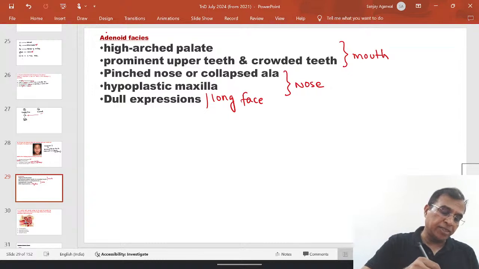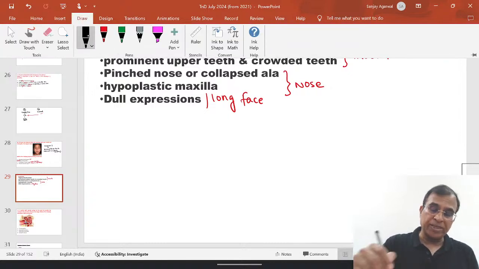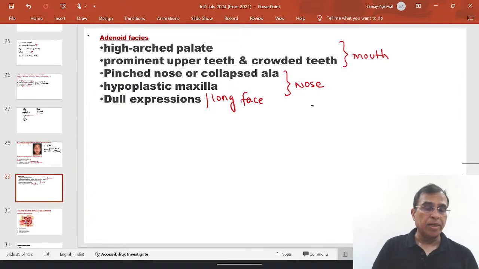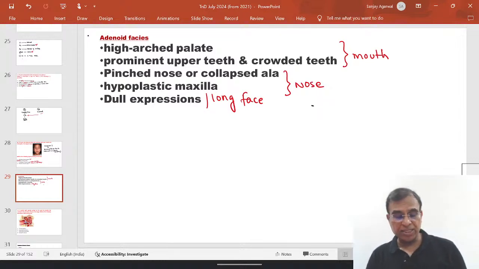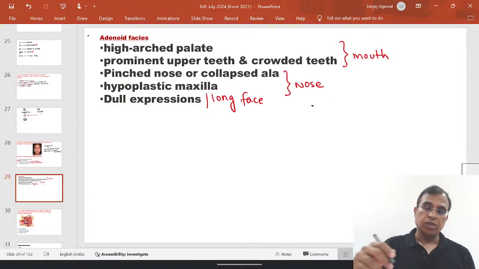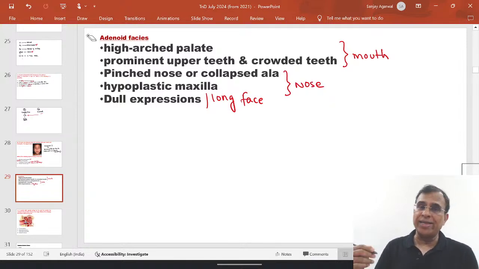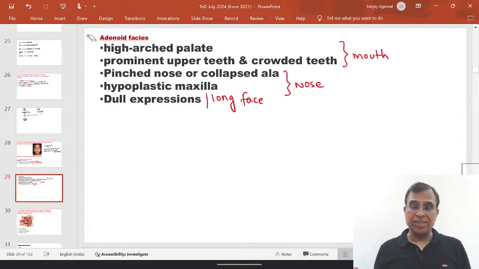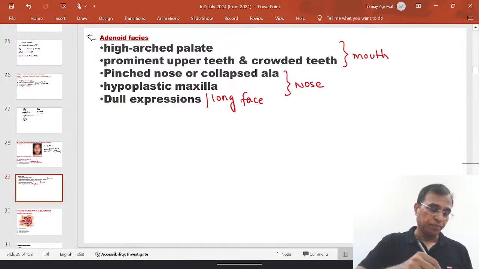Now, since somebody asked me to explain the crescent sign, before I explain it, let me explain why these changes happen, so that it will be easier. Once you know why they happen, the logic, then it is easier to remember this, and then I will go on to explain the crescent sign also.